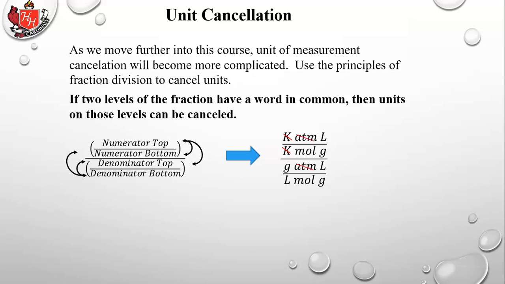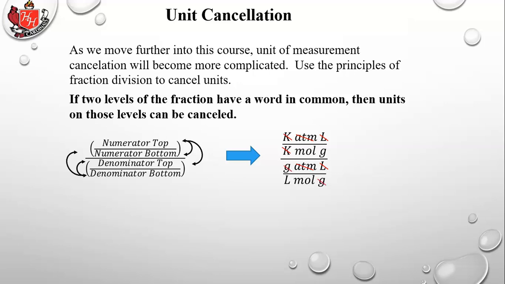Next we go to atmospheres. You have atmospheres in numerator top and in denominator top. So since they both have the word top in common, they can cancel. Next we go to liters. We have liters in several locations, but we chose the one in numerator top and denominator top. Since they both have the word top in common, they can cancel.